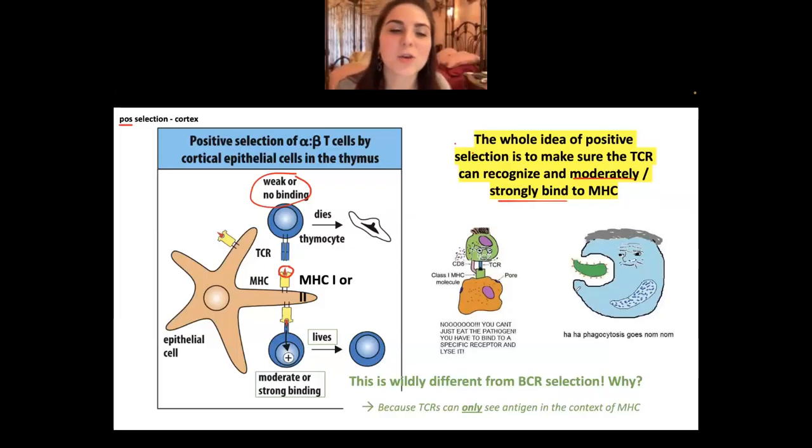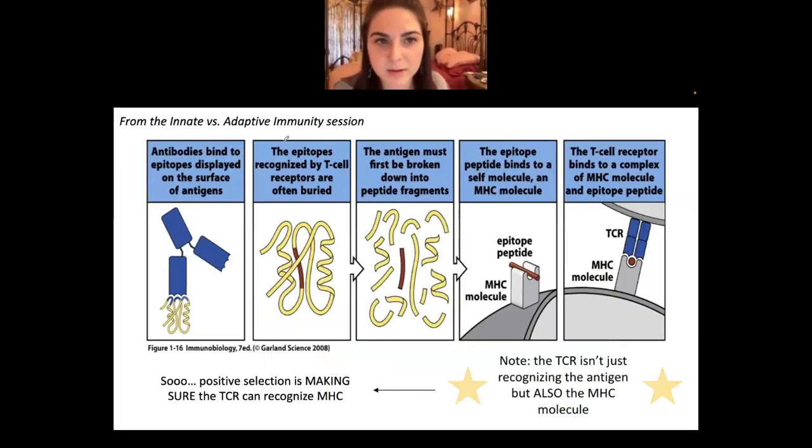But T cells, this is a huge, huge concept, and this is why positive selection exists. We kind of need to positively select for T cells that at least kind of recognize MHC. Okay, and then this was back from that lecture on Tuesday. So I tried to emphasize it a little bit here, saying the T cell isn't just recognizing antigen, it's also recognizing MHC. So positive selection is making sure the T cell receptor can recognize MHC.